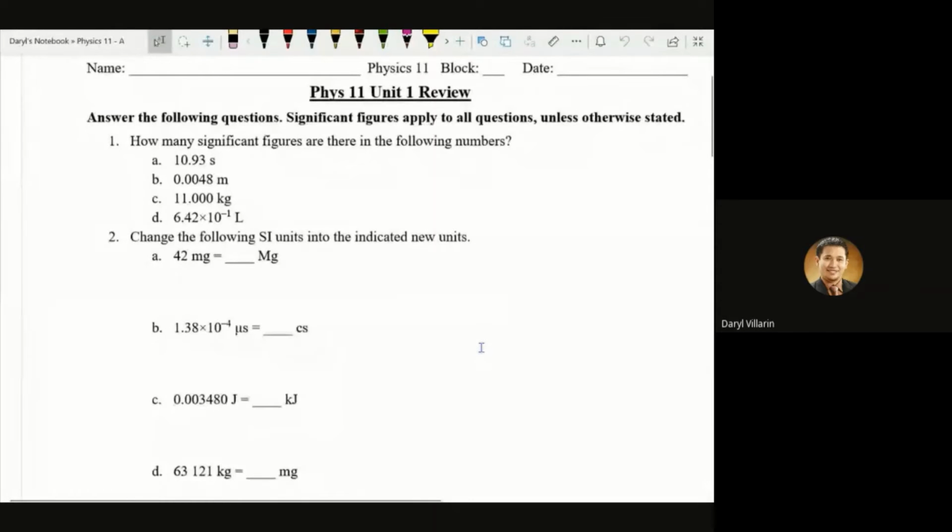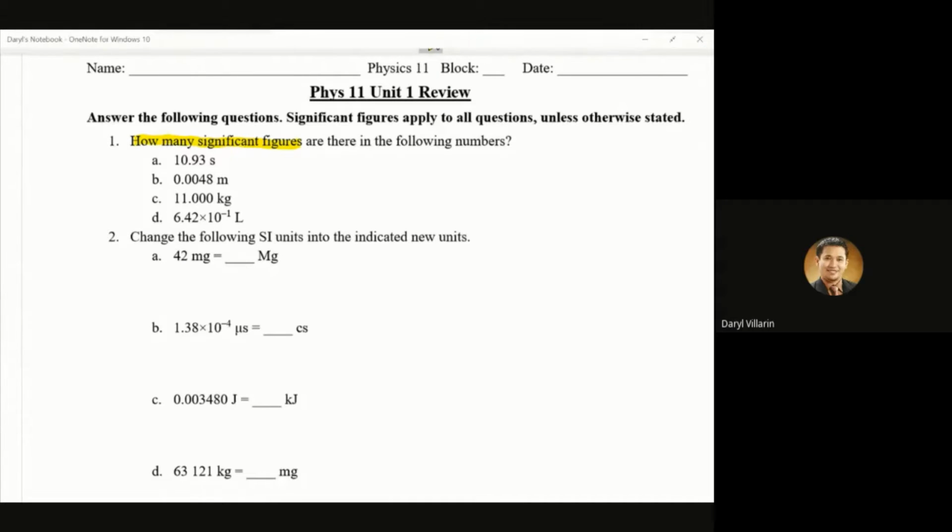Okay, so let's start with the first one. Essentially, for the first question, it asks how many significant figures there are in the following numbers. When we talk about significant figures, usually it pertains to measured quantities. That's why, if you have noticed here, this is an actual measurement.